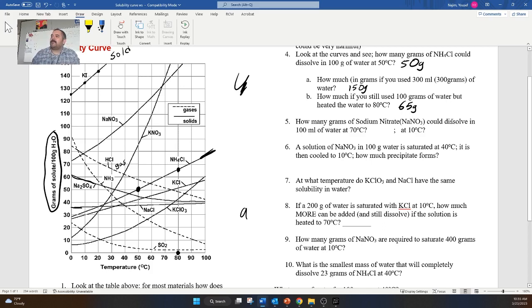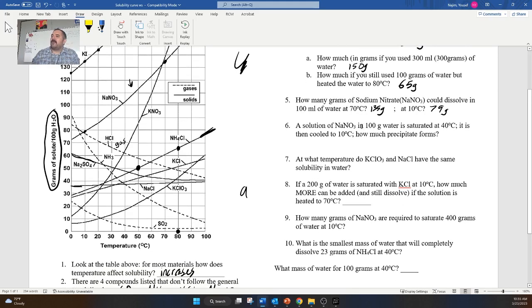How many grams of sodium nitrate can dissolve in 100 milliliters of water at 70 degrees C? So NaNO3 is right here. And we're looking at 70 degrees C. So here's 70 right here. What is it? I heard 135. And then it's also asking at 10 degrees. What's 10 degrees? All right, so about 79 grams.